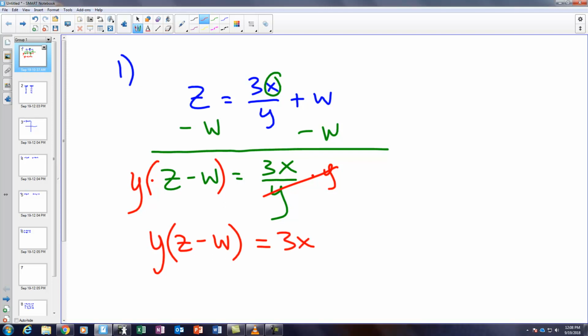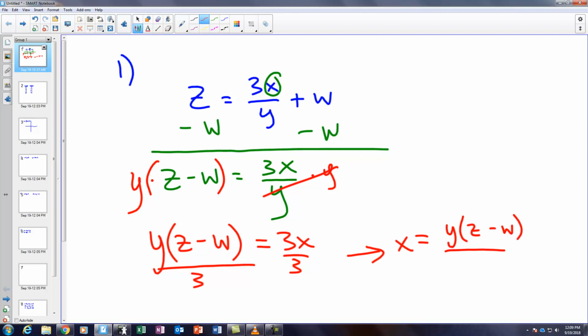And then the last step, to get rid of this 3, I would just divide by 3. And I'm just going to put the whole thing over 3, meaning that my answer for x, once rewritten, would be x equals y times z minus w all over 3. And so there's the answer to question number 1.